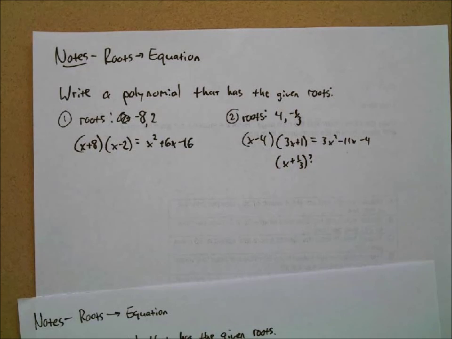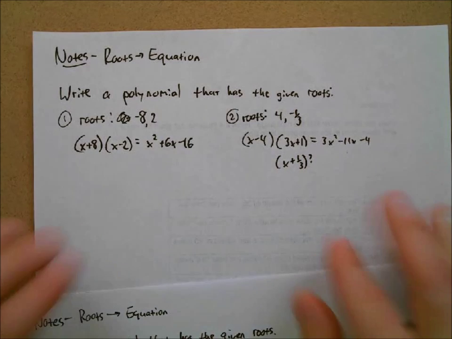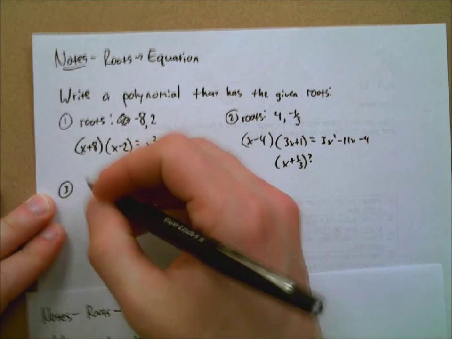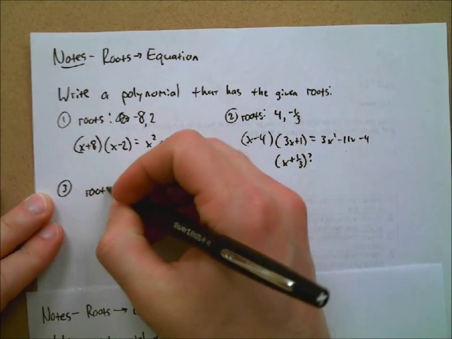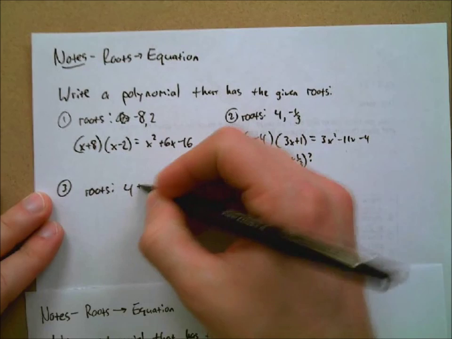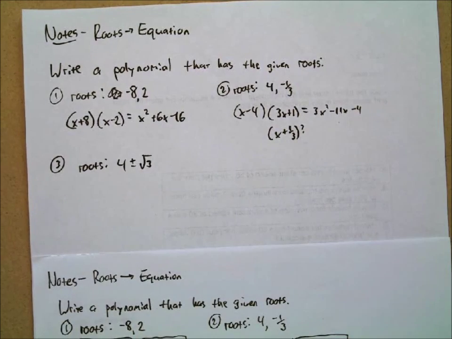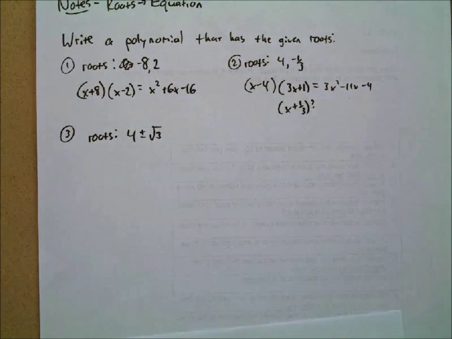All right, but of course, these weren't the hard part of that bonus question. The hard part of the bonus question was this. I had roots of, it wasn't this exactly, I don't think, but it was something similar to this, right? 4 plus or minus root 3. How the heck are we supposed to do this one?